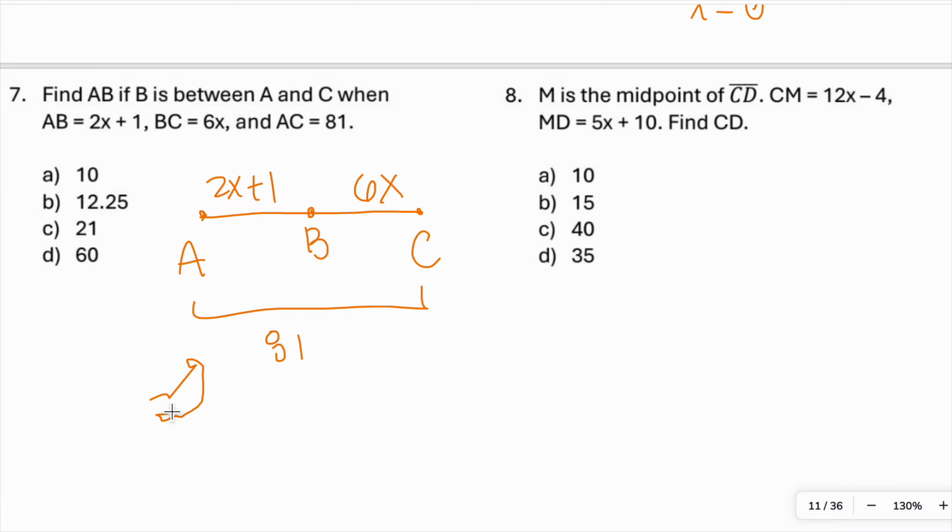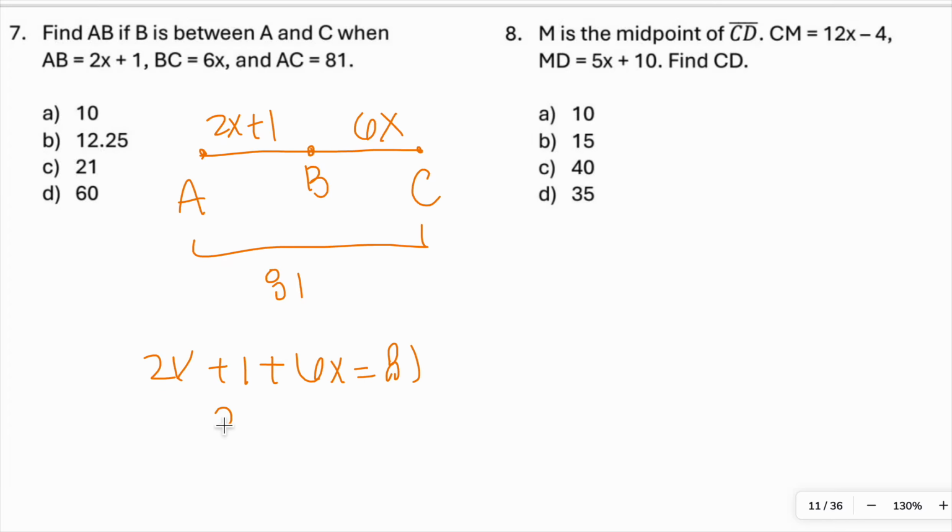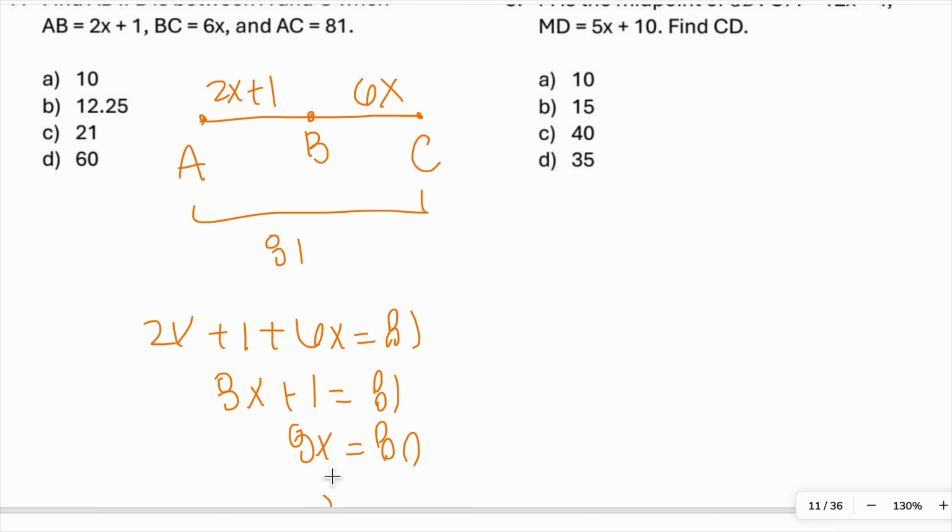So I'm going to be adding 2x plus 1 plus 6x equals 81. Adding my x's together, I'm going to get 8x plus 1 is equal to 81. So 8x is equal to 80. So that means x has to be equal to 10.